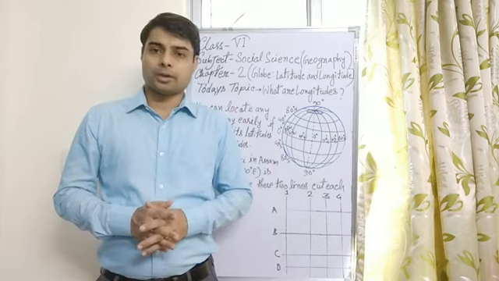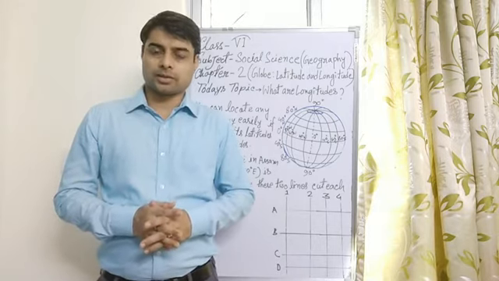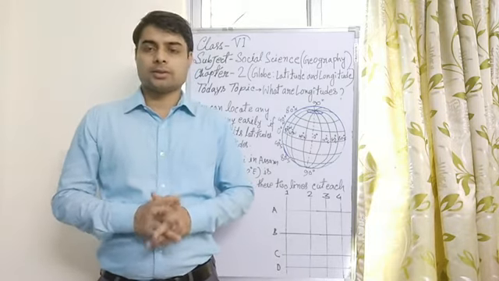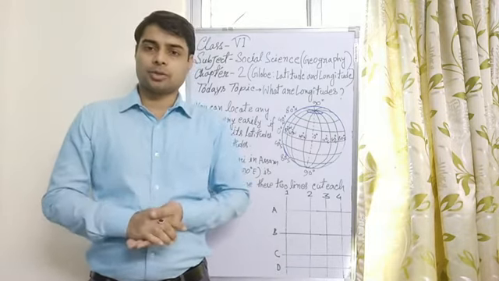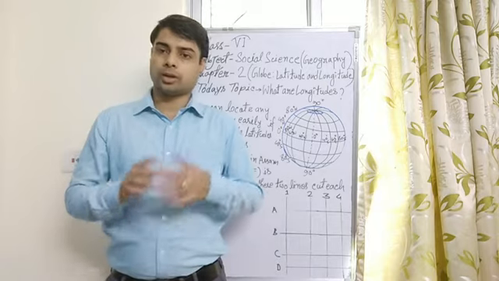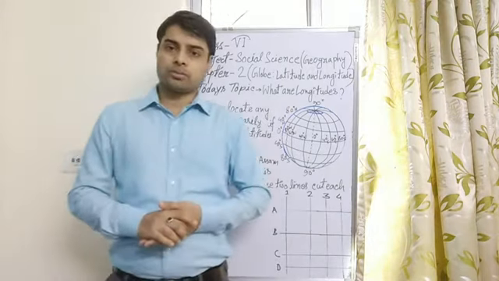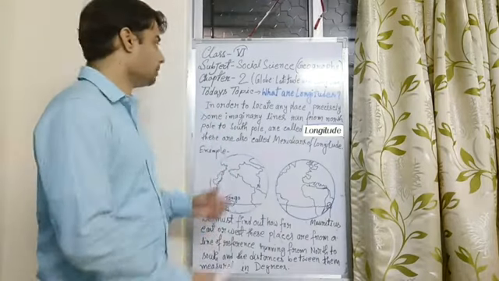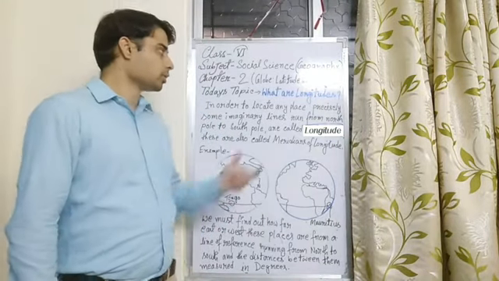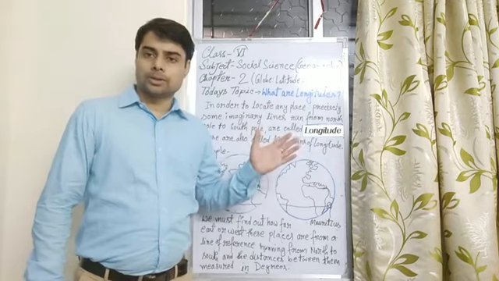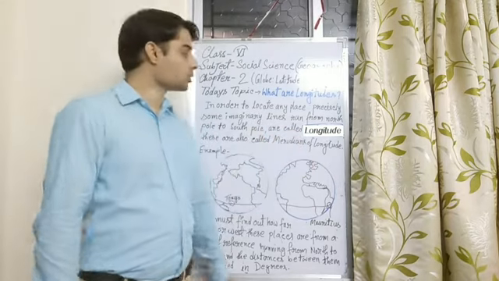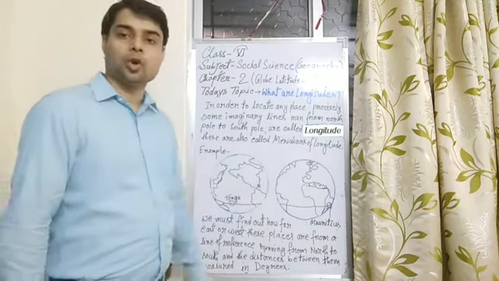Today I am back with your social science geography class, and today I am going to discuss another subunit from this chapter 2, Globe: Latitude and Longitude. Today we will discuss what longitudes are. We have already learned about latitudes. Now today we will discuss what longitudes are.